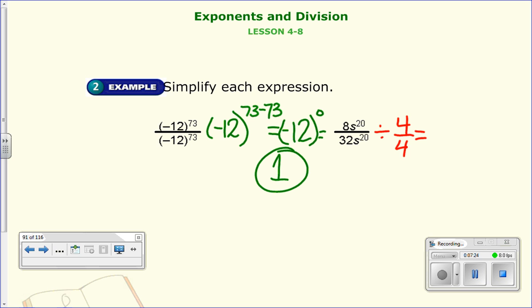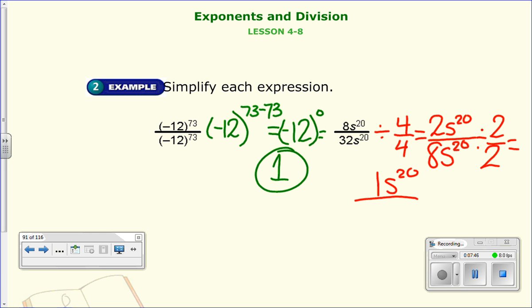8 divided by 4 is 2, s to the 20th. And then 32 divided by 4 is 8 times s to the 20th. Well, looking at that, I have 2 times s to the 20th divided by 8 times s to the 20th. Well, there's another factor that goes into both 2 and 8, and that's 2. So I could simplify even more. And I get 1 times s to the 20th power divided by 8 divided by 2 is 4, s to the 20th. Now I go ahead and do the exponents.